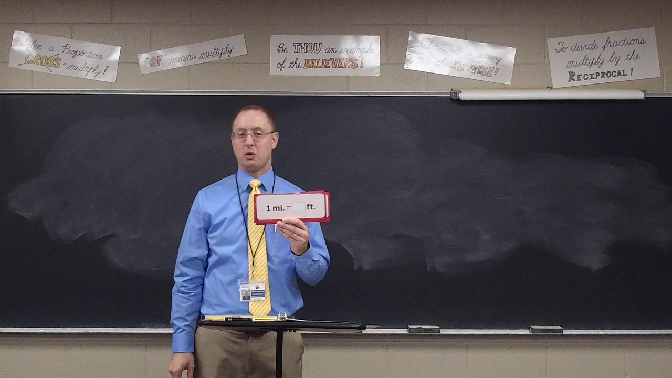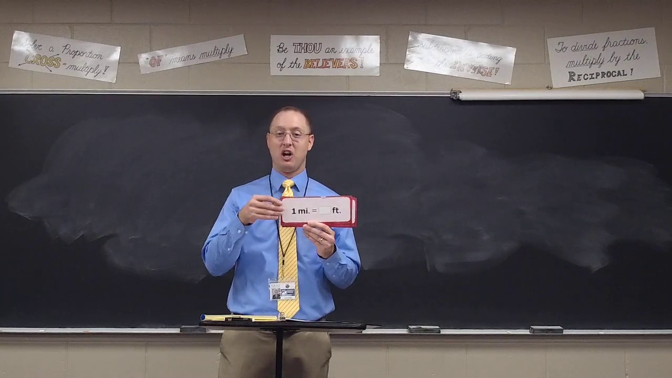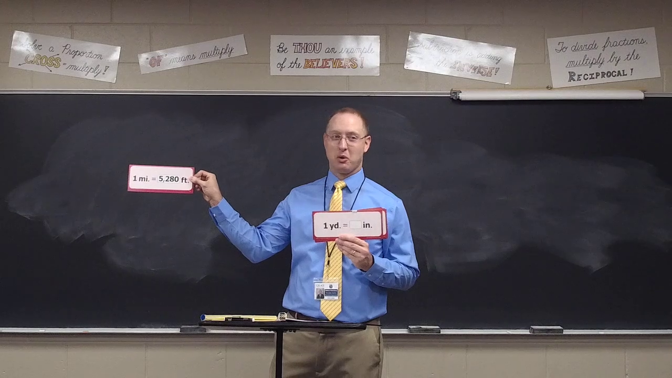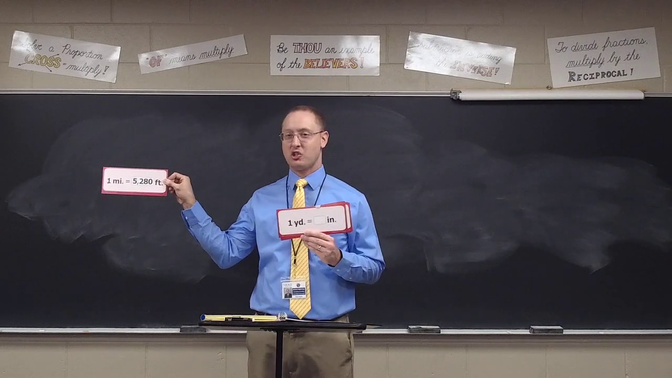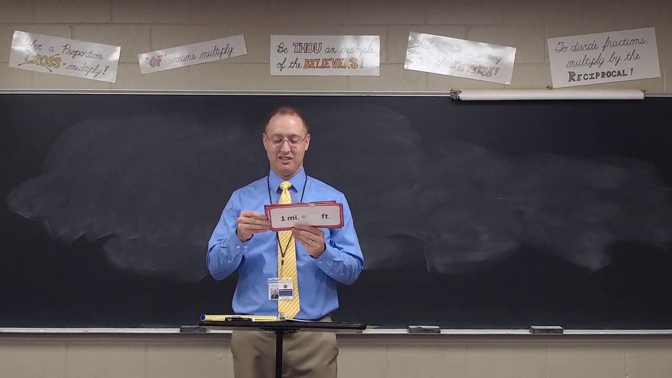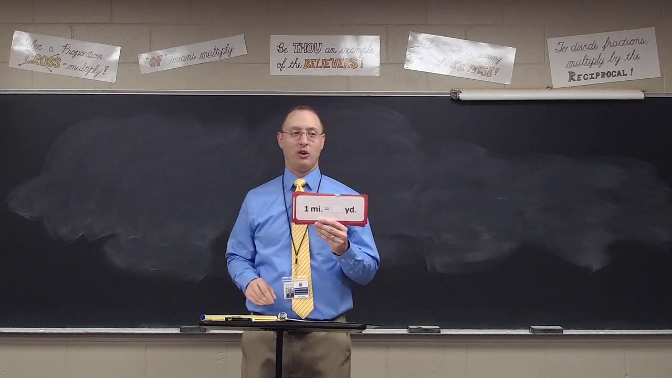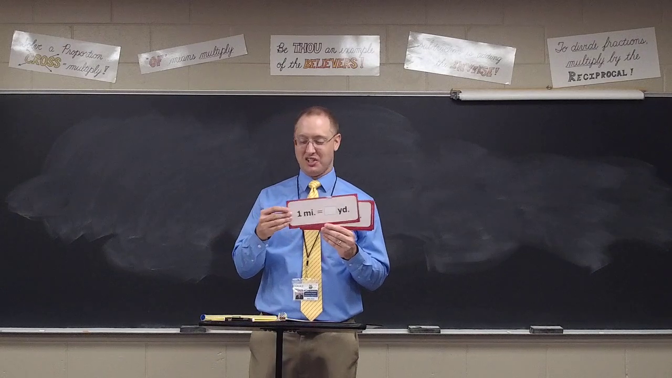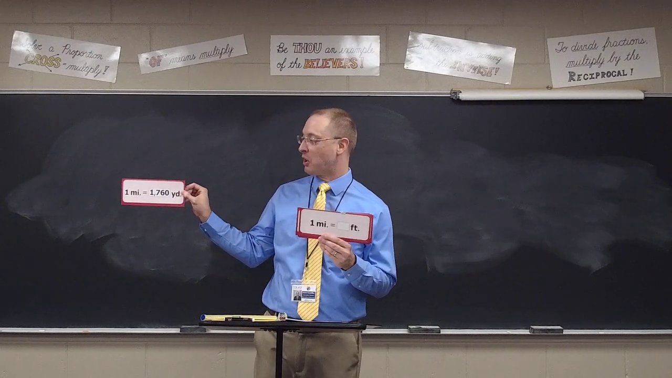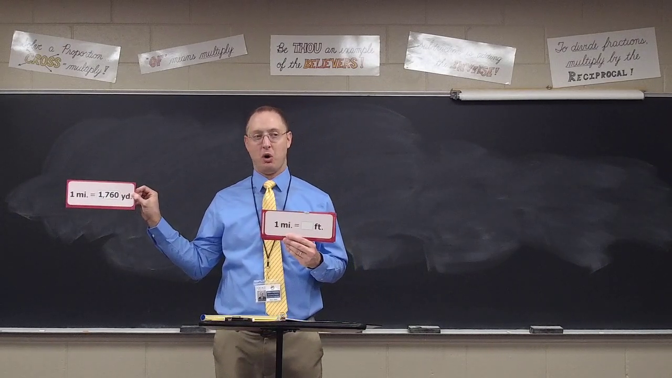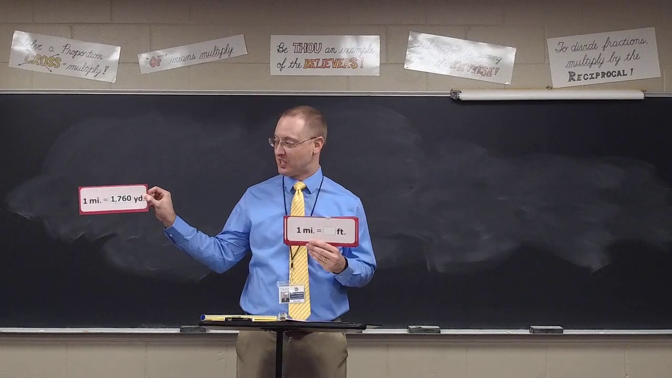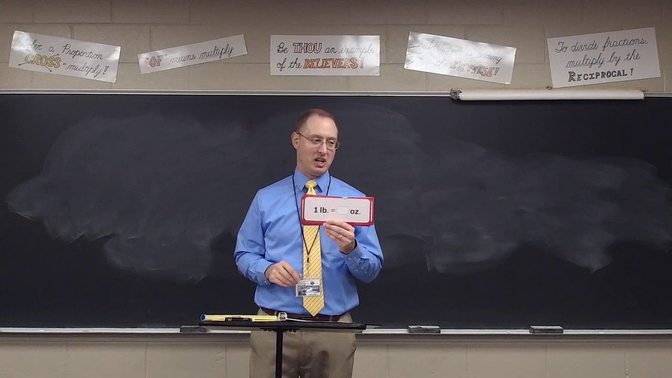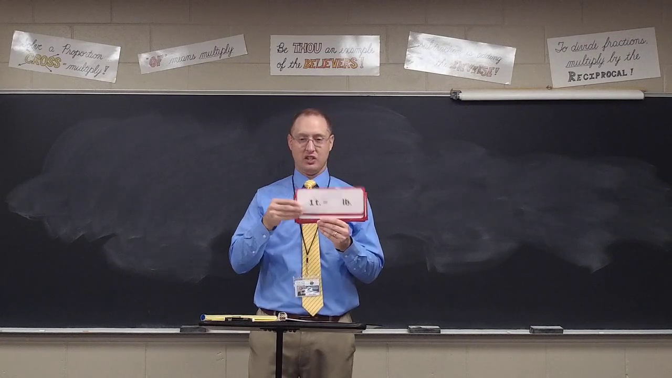1 mile equals 5,280 feet. Let's do that one again. 1 mile equals 5,280 feet. 1 mile equals 1,760 yards. Let's do that one again as well. That's a hard number to remember. 1 mile equals 1,760 yards. 1 pound equals 16 ounces.